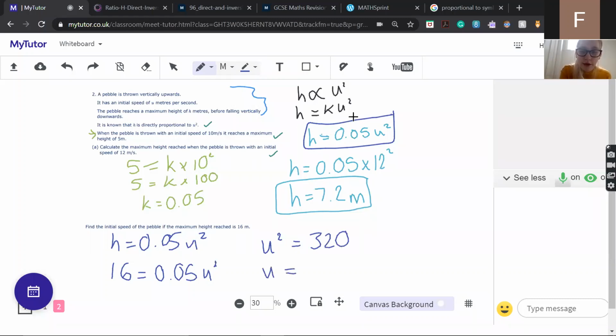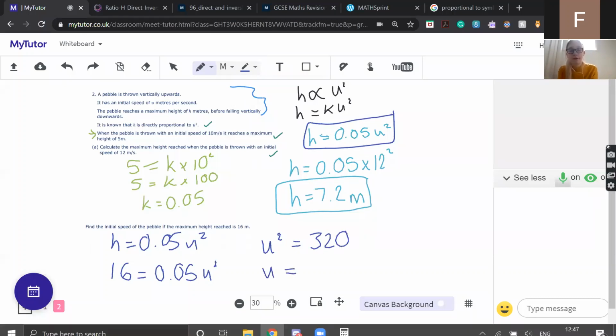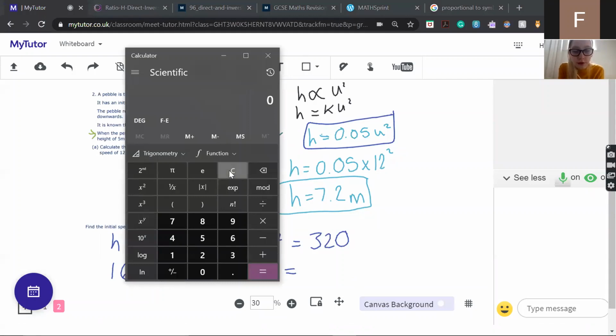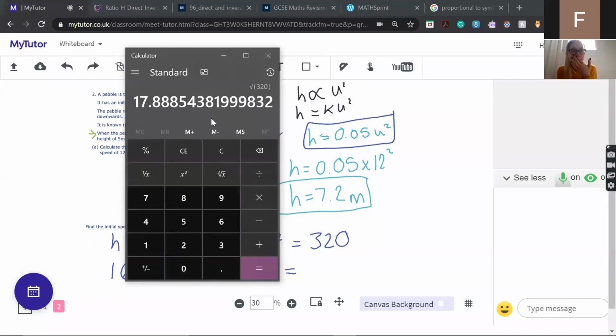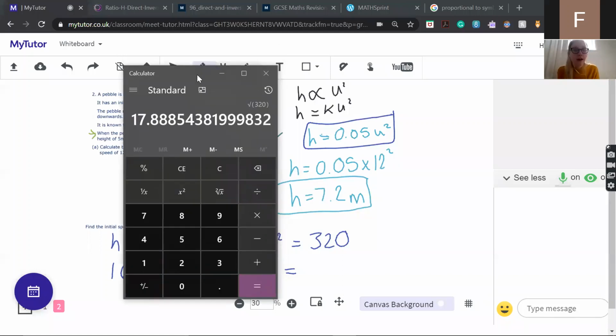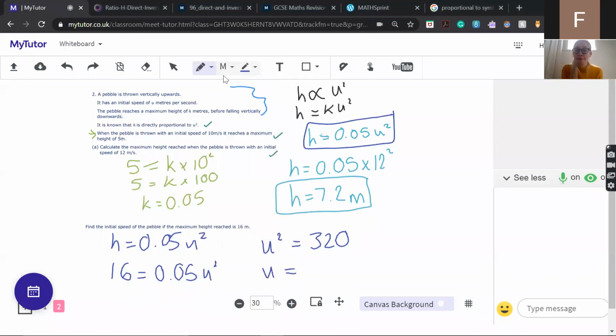And then to get u, I'm going to square root this. So the square root of 320. I'll just do it to one decimal place. So 17.9. Now the key thing is that when you square root something, it's plus or minus.